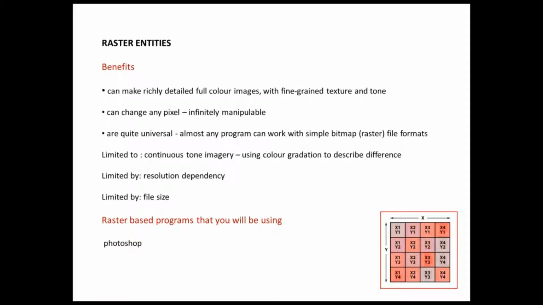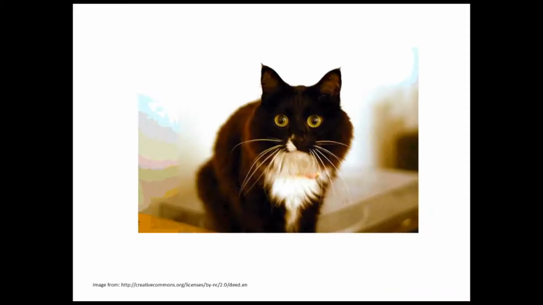Raster entities, have a read of these on your own, but generally they're infinitely manipulable. So upon this grid, you can add color, you can add other information, other images, and build up a document, and the image examples of this will be shown in the following lectures over the next few weeks. So the raster-based program, as I've already identified, is Photoshop that we're using.